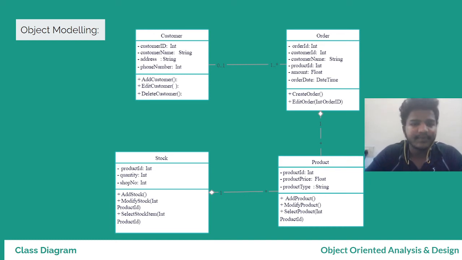For example, if we consider customer, we have customer ID and customer name, and the operations are add customer, edit customer, and delete customer. Likewise, we have them for the classes order, stock, and product.